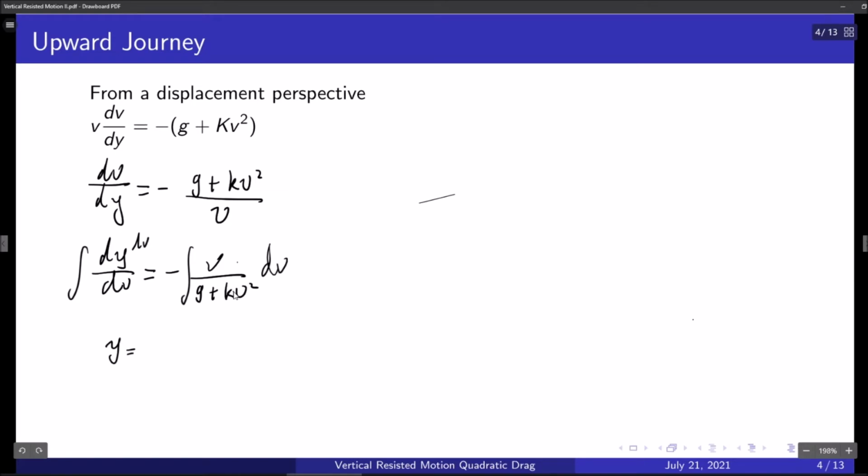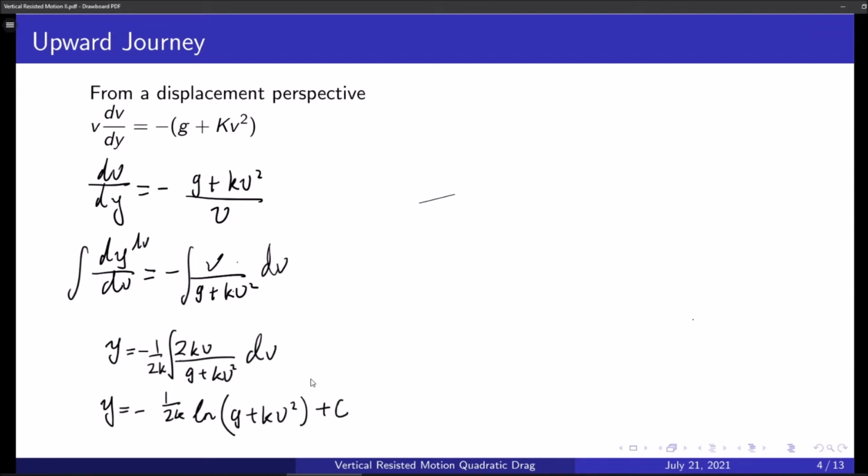So y just equals to, we can make the v here 2kv. So we have 2k in the front over g plus kv squared dv. As you can see here, the 2kv is the derivative of kv squared. So we can just keep on going from there. So y equals negative 1 over 2k log g plus kv squared, once again, plus c.